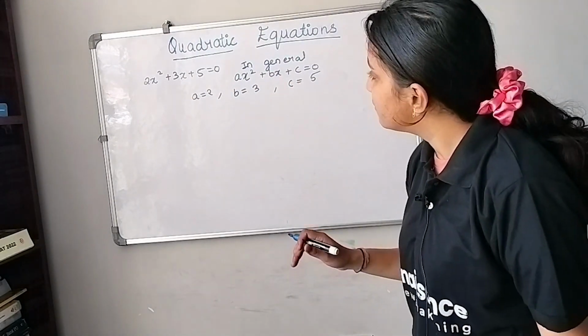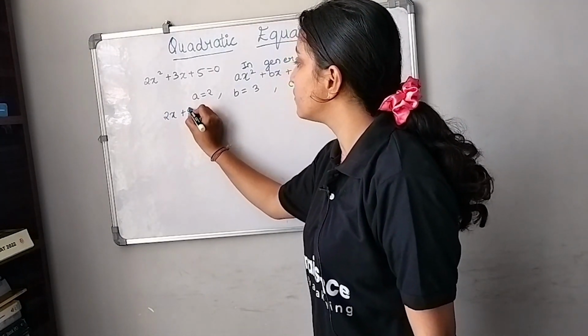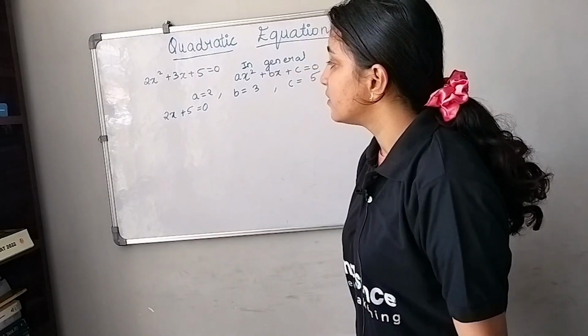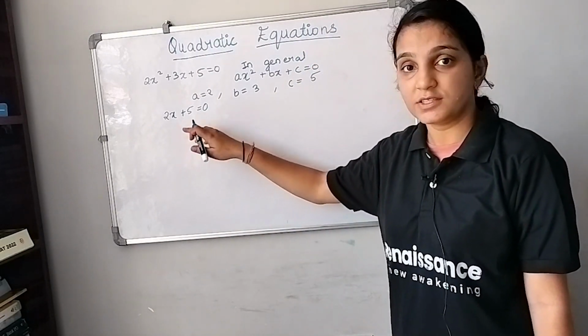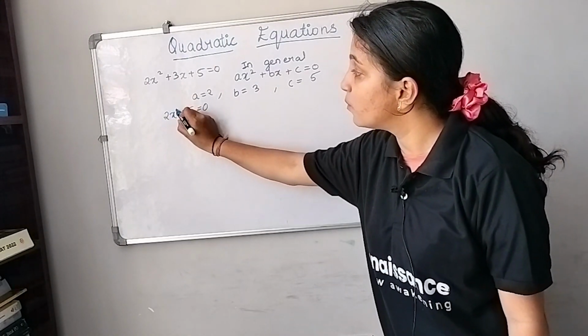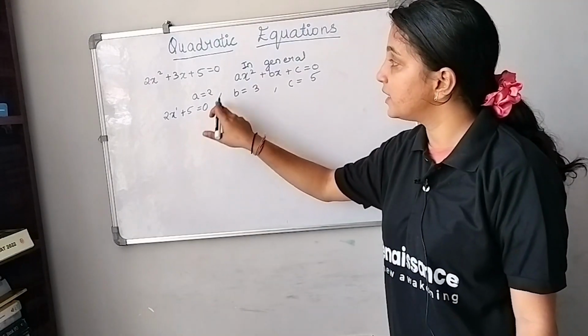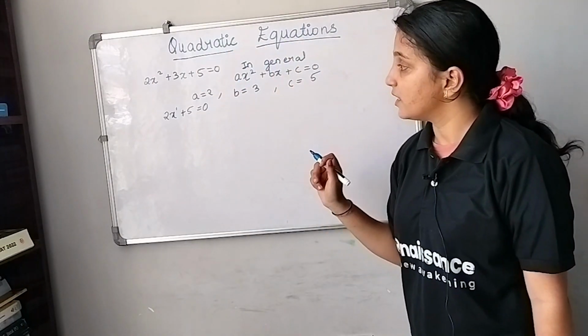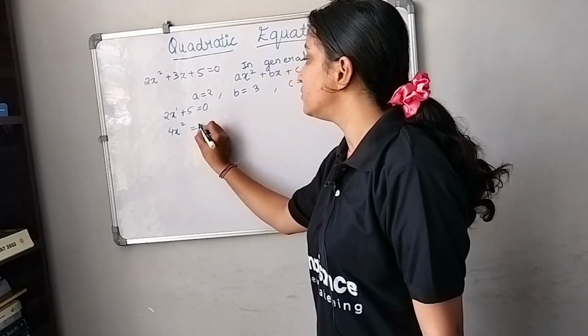Now what if I have here 2x plus 5 equal to 0? Okay, first tell me if this is a quadratic equation or not. This is not a quadratic equation because the highest power here is 1. So we cannot include that in quadratic equations. Then suppose you have 4x square equal to 2.